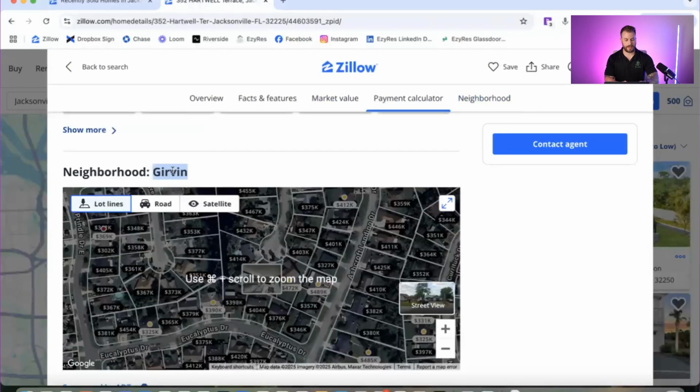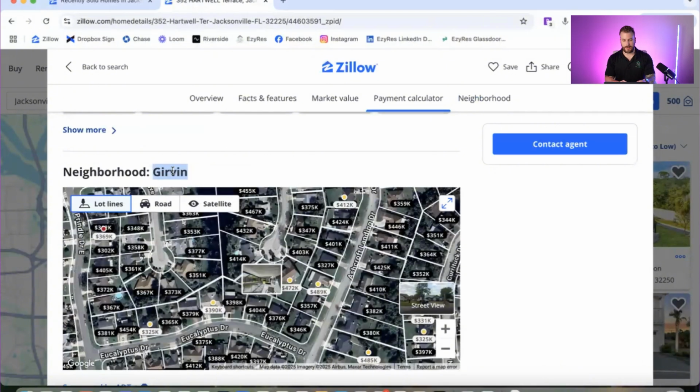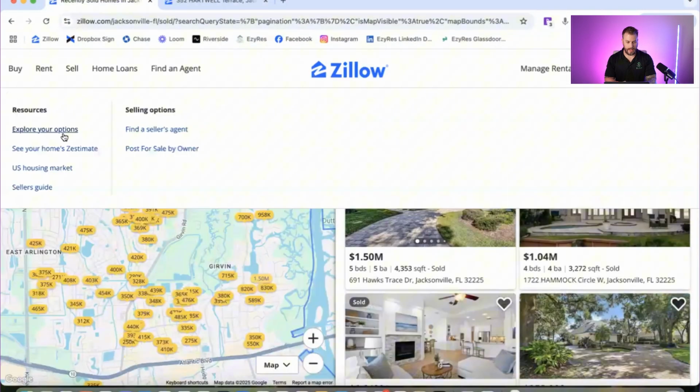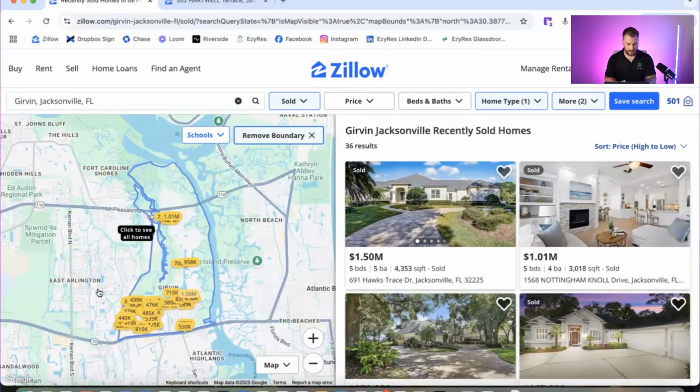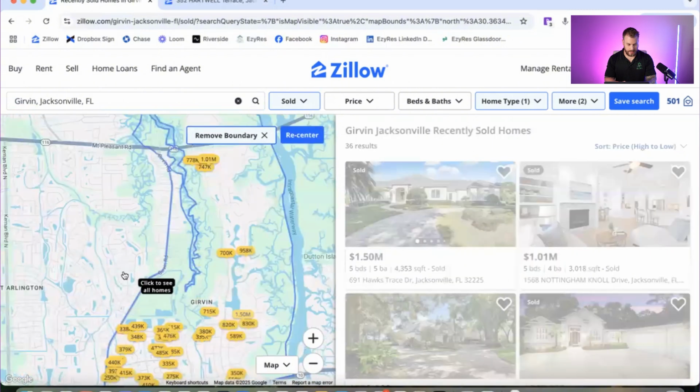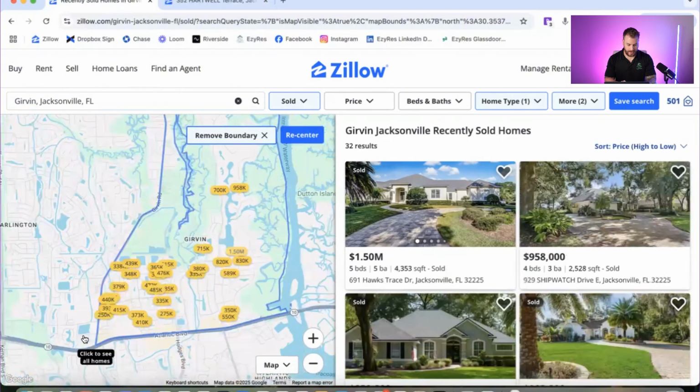right? So if I want to just see what is the outline for the neighborhood, I'll just copy Gervin and type it in here, Gervin Jacksonville, and I'll see what kind of line it draws for me. So as you can see, it still cuts off at Gervin Road. So I was right about that. I was right about Atlantic. It goes all the way out over here.